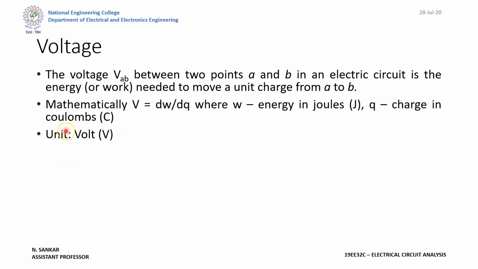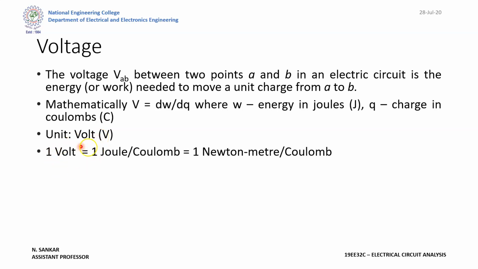In terms of electrical units, we represent voltage in V. We can simply represent the same in terms of joule per coulomb, but standardly for voltage we use the unit volt, that is V. So 1 volt is to move 1 coulomb of charge from one point to another point with the energy of 1 joule, or simply 1 Newton meter per coulomb, because joule can be represented in terms of Newton meter. Take that as a force.